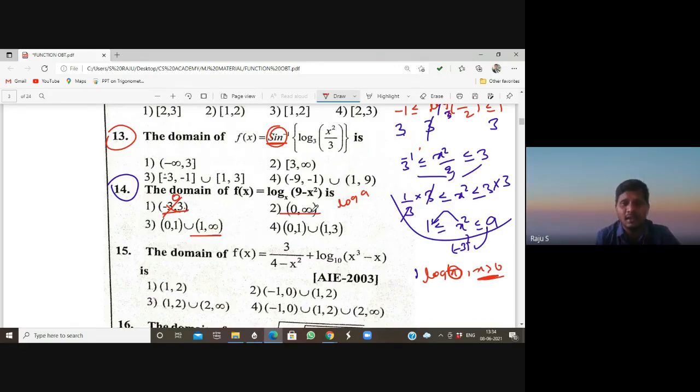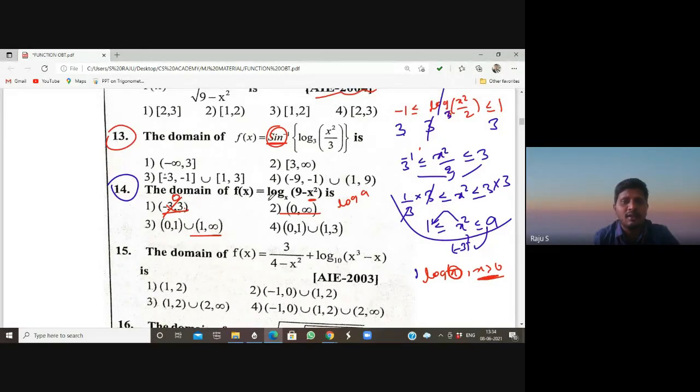So what is the second option? Till infinity. Substitute 4 here: 9 minus 4 square, log of a negative value. Log of a negative does not exist. So this is wrong. Even the base cannot be taken negative. What is the right answer?